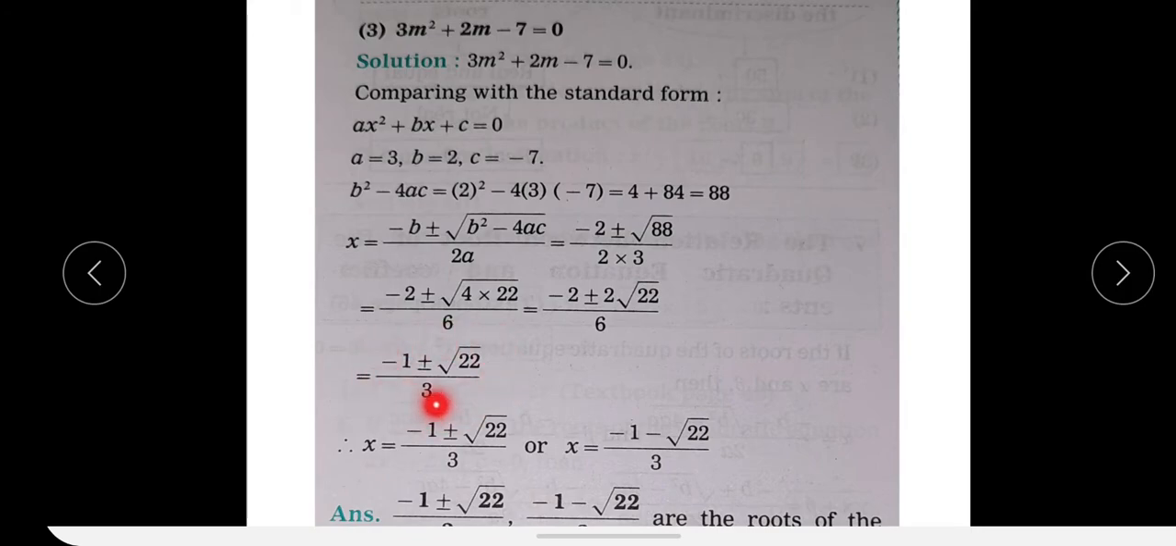After this step we cannot solve it because it is mixed, and therefore the value of x, write down separately with minus, plus and minus sign. That means x is equal to minus 1 plus under root of 22 upon 3 is 1 root, and x is equal to minus 1 minus root 22 upon 3 is another root. These are the roots of the given quadratic equation.